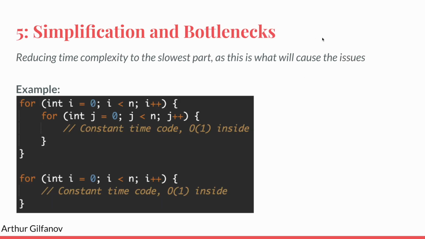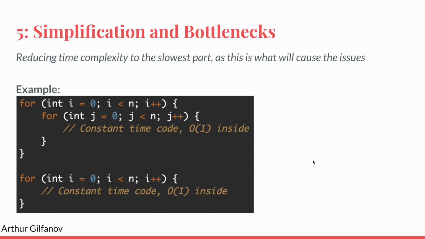Next, let's look at simplification and bottlenecks and how this relates to time complexity. So the main idea here is that we want to reduce the time complexity to the slowest part of the code, as this is what will cause most of the issues. Let's look at an example. Here we have a first section that has O of n squared time complexity, and a second section which has an O of n time complexity.